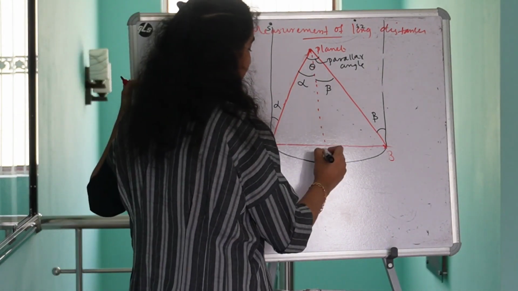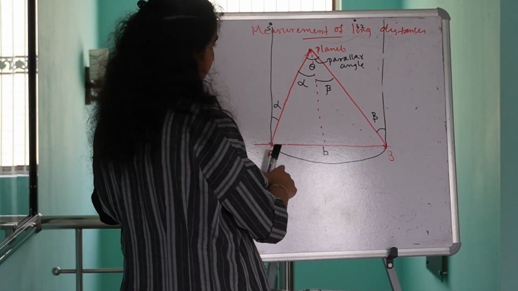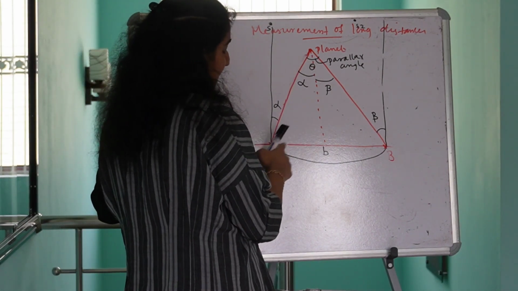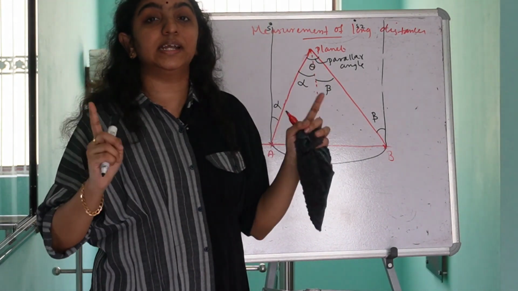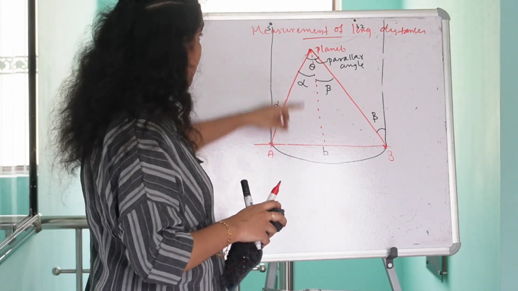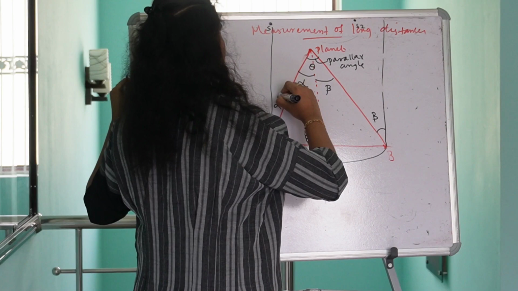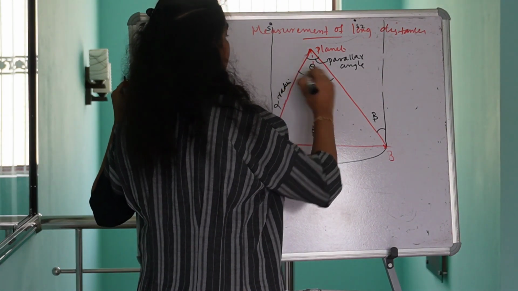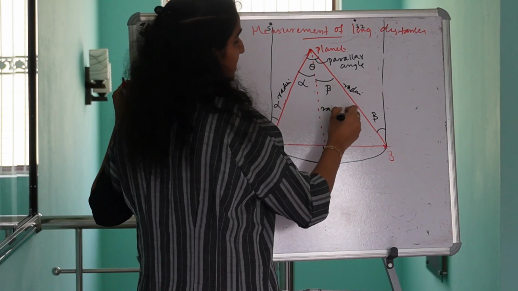Let it be b. Now we know the line connecting any point on a circle and the center of the circle is known as radius. So this is radius. Again, this is radius, and this is also radius, isn't it? Yes.